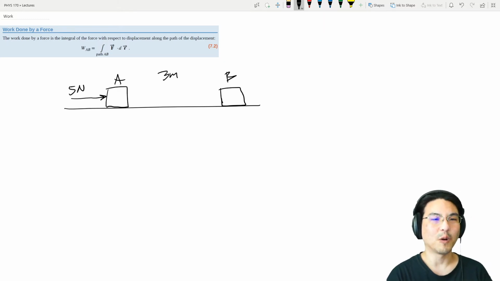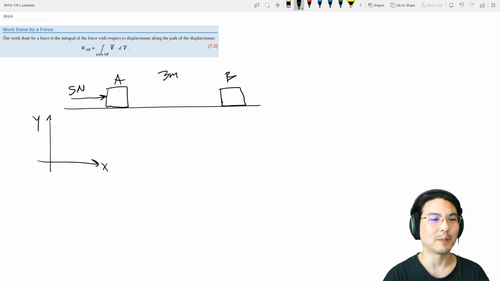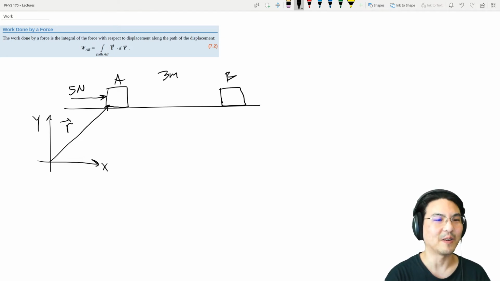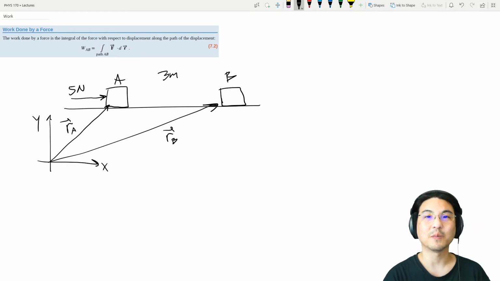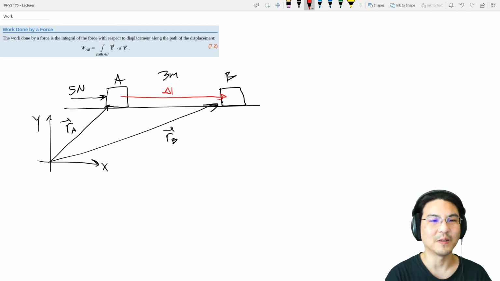Okay, the work is this force dot the displacement. So let me pick a coordinate system. I'm going to purposely put it off on the side over here. The position of the box at point A is some vector, I'll say RA, the position. And then the position of the box at B is some other vector, I'll call it RB. So the displacement is the difference, right? This vector minus this vector, which is this displacement vector here. Call it delta R. So the work is this dot this.